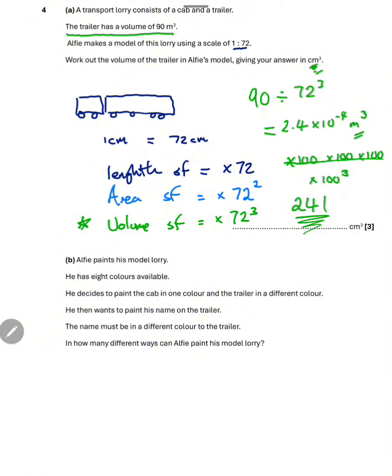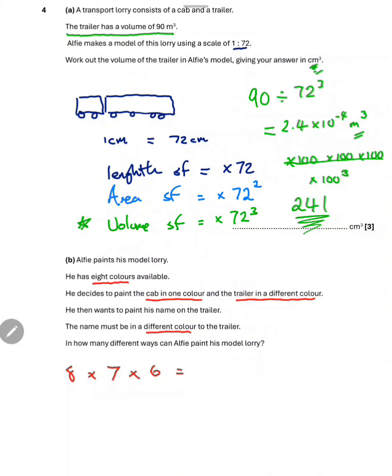Copy of this question, my mate Alf is now painting his lorry and he's got 8 colours to choose from. And he's going to be a bit of a pain. He's going to paint the cab in one colour, the trailer a different colour, and then he's going to put his name on it and that's going to be a different colour again. So he's going to start with 8 colours to choose from. Then for the trailer, he's only got 7 colours left because he wants a different colour. And then for his name, he's only got 6 colours left because he wants a different colour again.